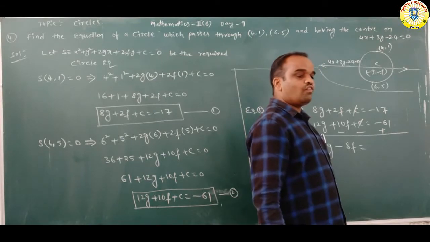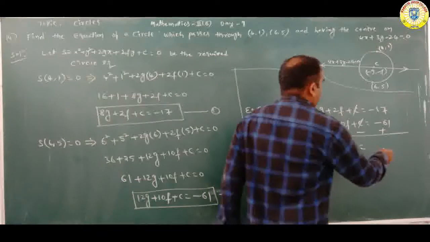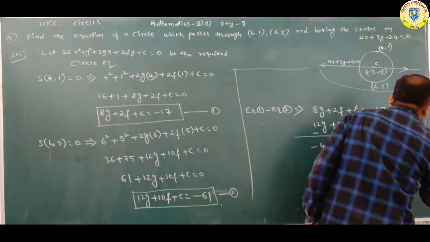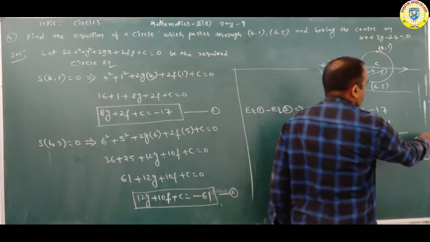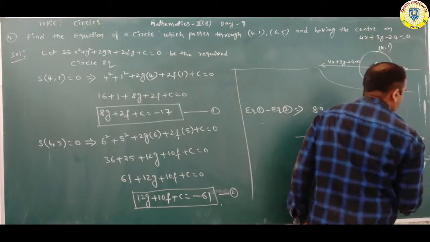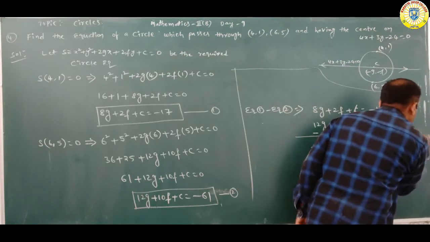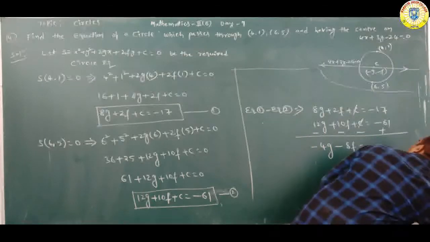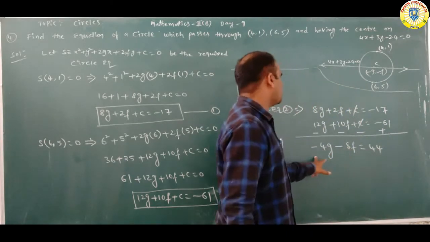Okay, now what is the value of plus 61 minus 17? See here, 61 minus 17. Here 11, so 10 plus 1, 11. 11 minus 7, 4. 5 minus 1, 4. So 44.